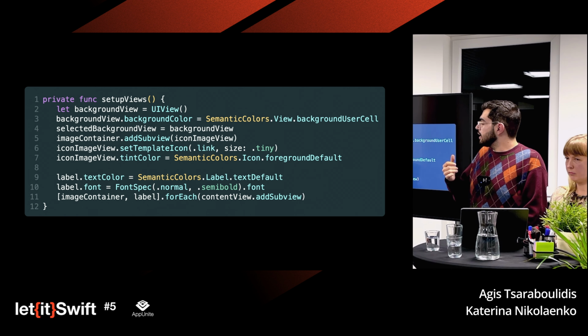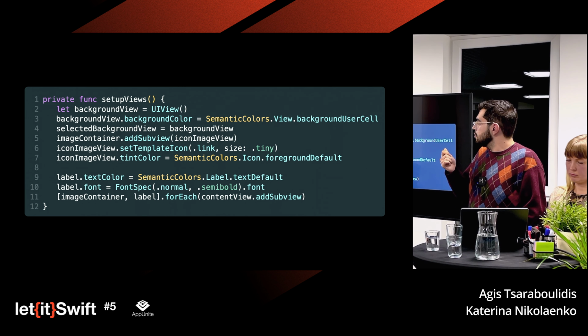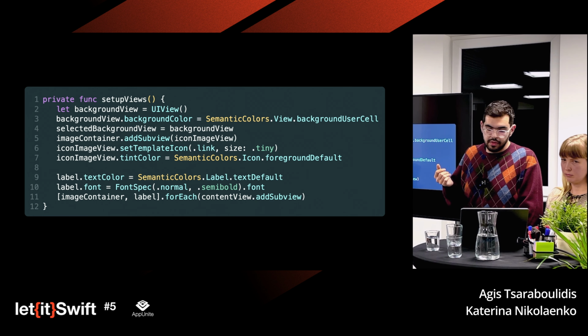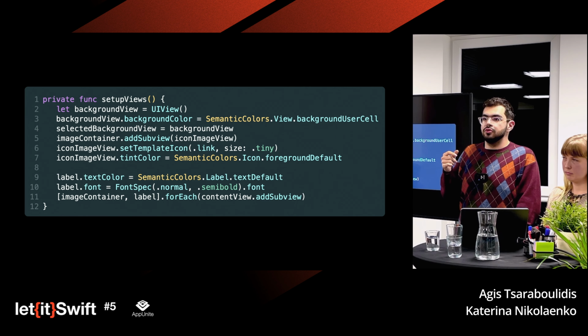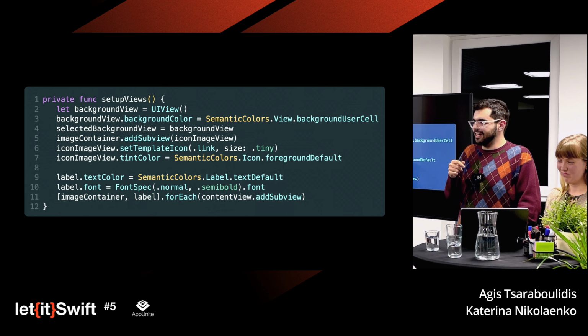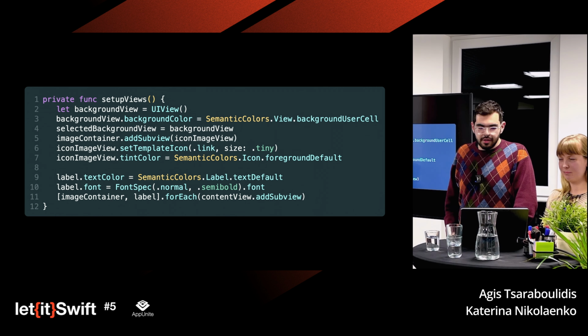So to do that, you have to set the rendering to template, as we do in set template icon method, and then set the tint color for that image or icon. Huge thank you to Antoine, because we were able to learn a lot from his blog and improve our own code.